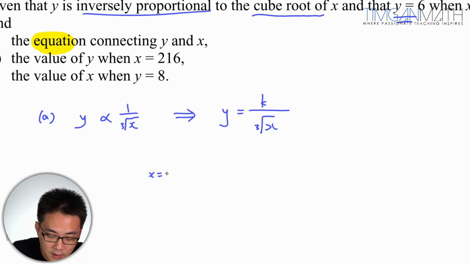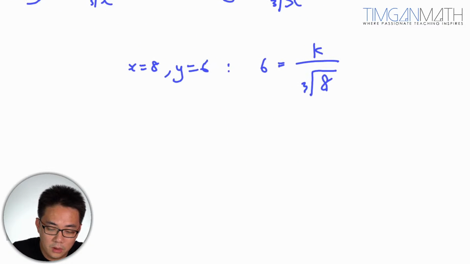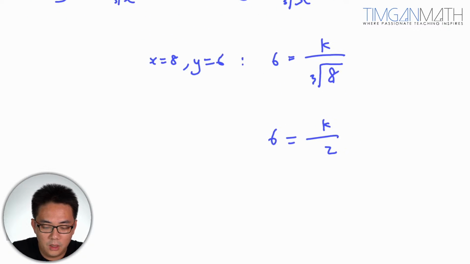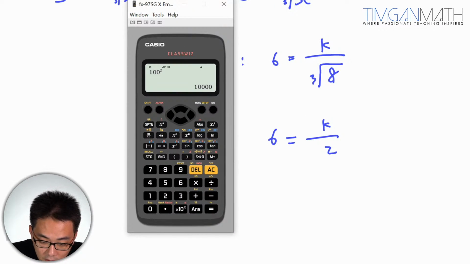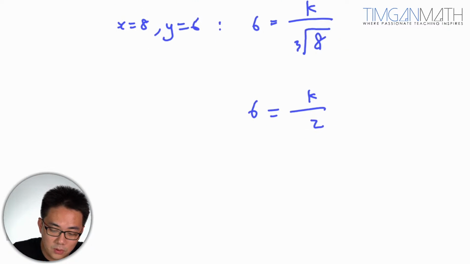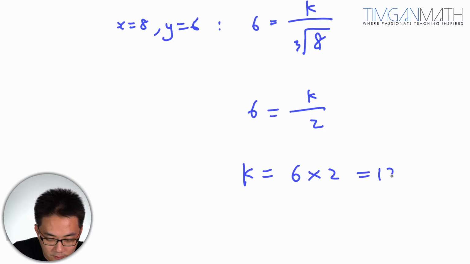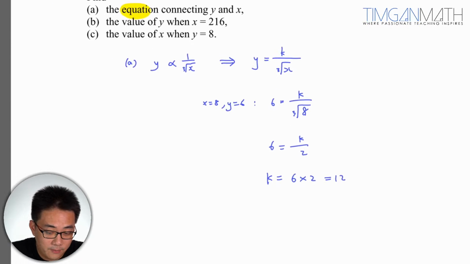So when x equals 8 and y equals 6, this will be 6 equals k over cube root of 8. The cube root of 8 is 2, so 6 equals k over 2 as such. You just key it into the calculator. This would be 8 here, and this is 2. So k is equal to 6 times 2, which is actually 12. Okay, so that's about it.